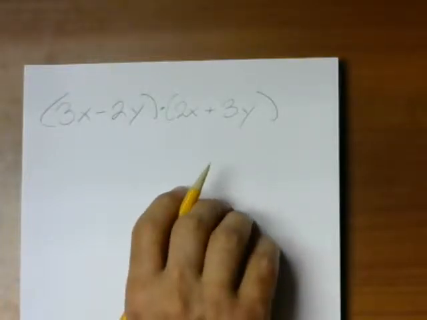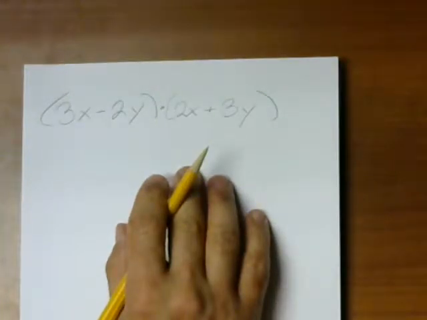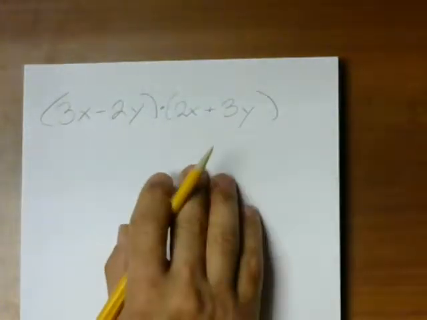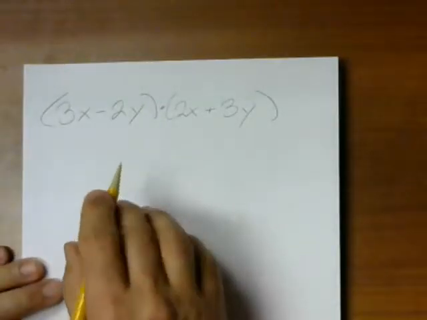X is a variable. We might want to consider what happens as we plug in different values for x. Y is a variable. We might want to consider what happens as we plug in different values for y. But we could just say, hey, whatever y is, it's a number. Whatever x is, it's a number. Let's just multiply. So let's try that.